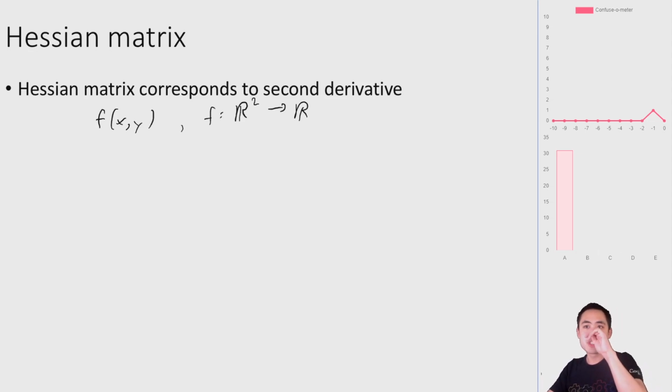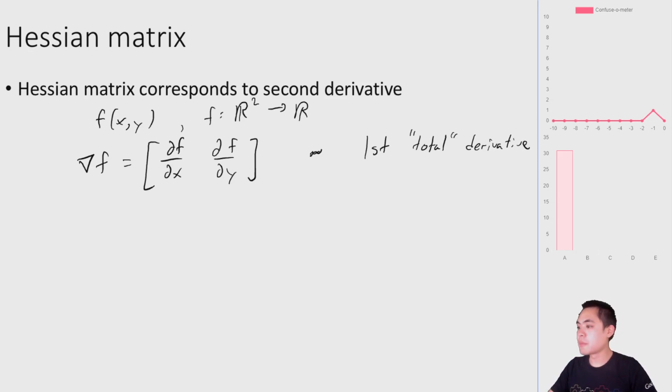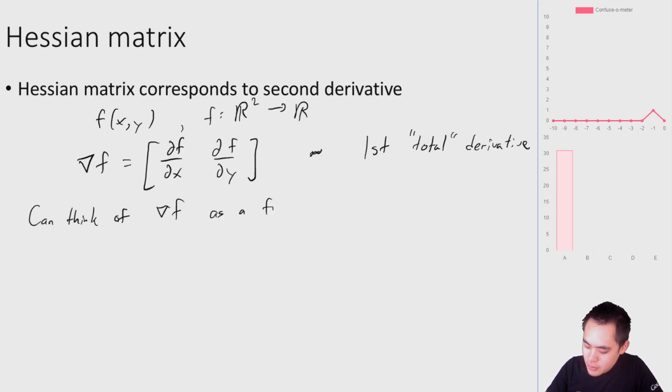But anyway, let's say we have some function from R squared to R. Well, we had this idea of this gradient, right? This gradient is equal to del f by del x, del f by del y, which is roughly speaking the first total derivative. Okay? So now, you can think of del f as a function del f from R squared to R squared, right?